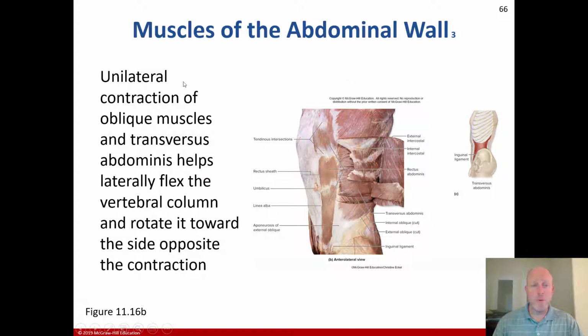As far as the muscles of the abdominal wall, unilateral contraction of the oblique muscles and the transverse abdominis helps laterally flex the vertebral column. And the transverse abdominis honestly is not playing a primary role. It's more of an assistant, more of a synergist. The primary role is coming more from the obliques for getting lateral flexion to some extent, but even still, even more so for lateral flexion, the obliques are not really playing a primary role either.